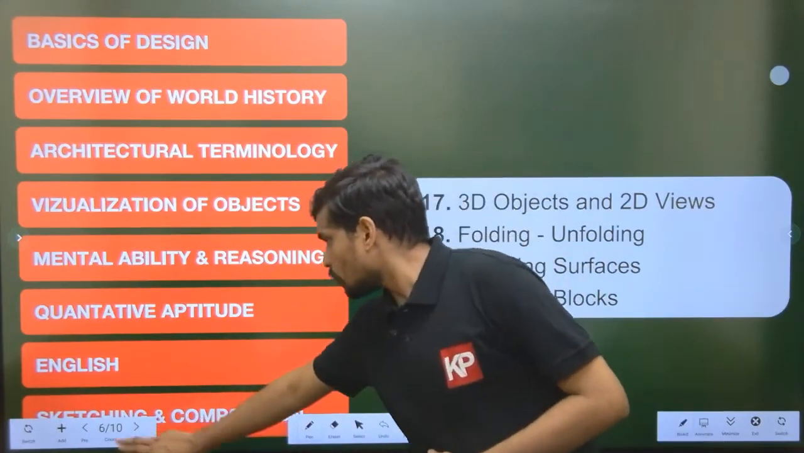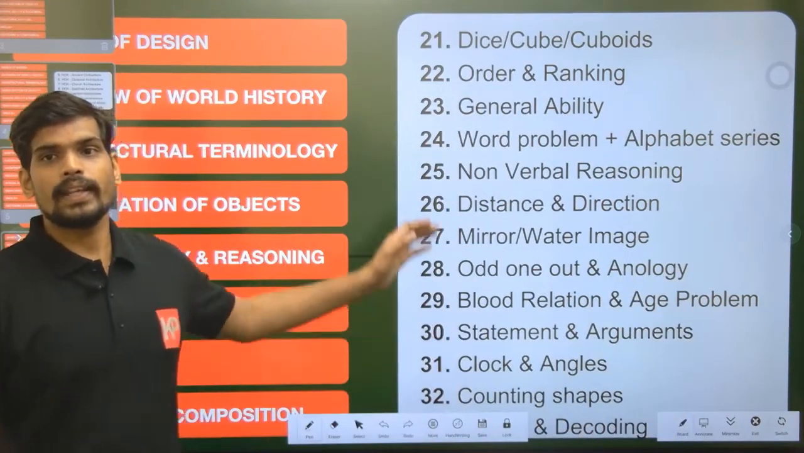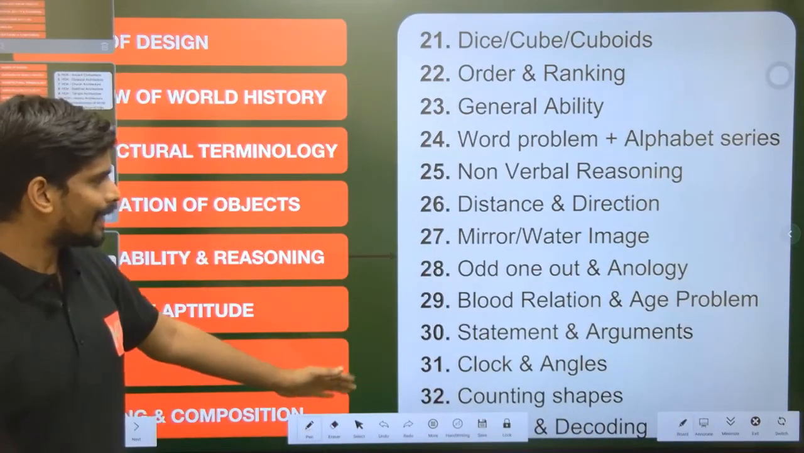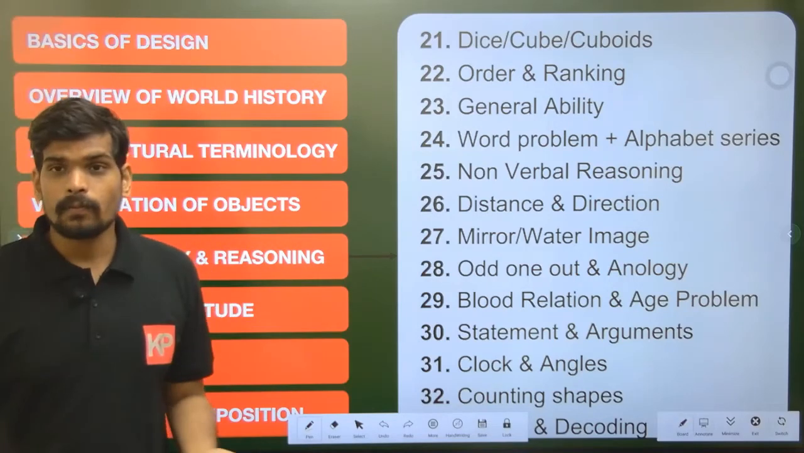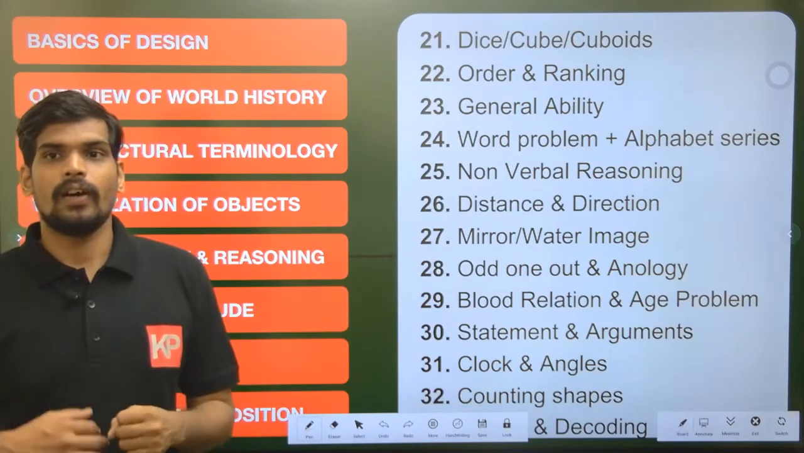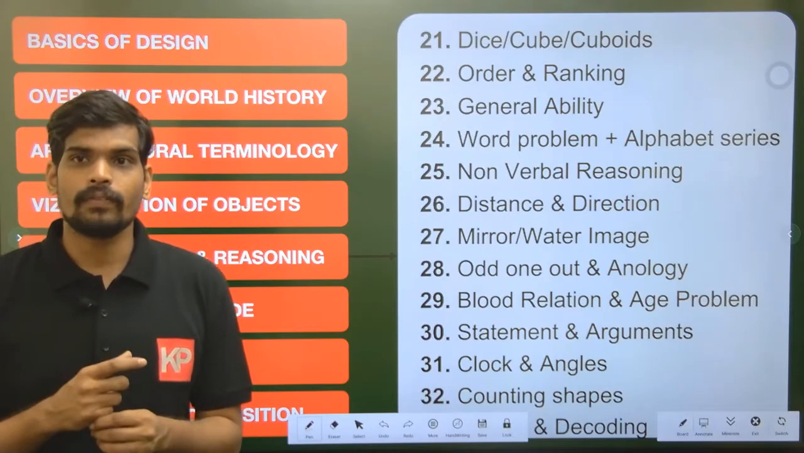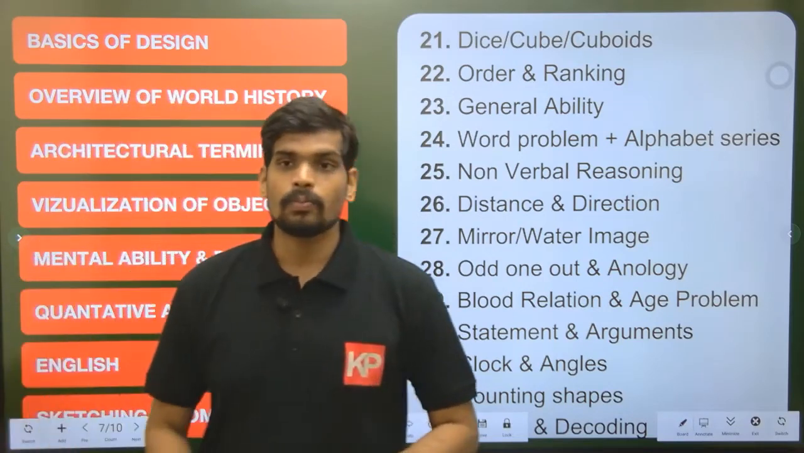And moving on to module number 5, which is mental ability and reasoning. Here we'll be doing it from day 21 till day 33, where we'll cover various topics of logical reasoning, including dice and cubes, including general aptitude, including non-verbal reasoning, distance and direction, mirror and water images, counting figures, and all. So that is about module number 5.